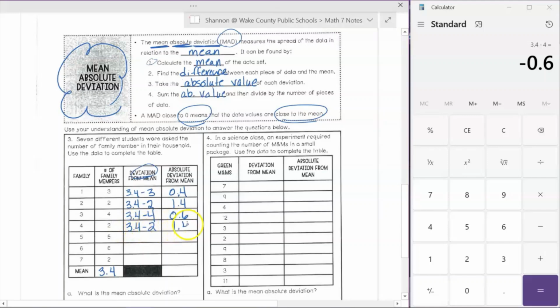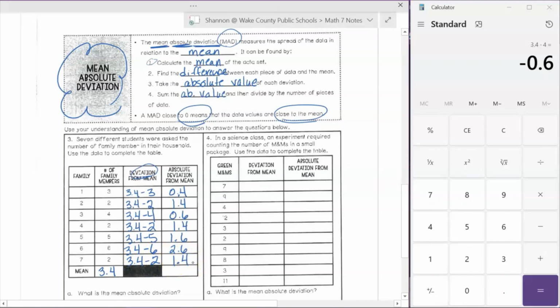All right, we've done this one before, minus the 2. So that's 1.4. 3.4 minus 5 is 1.6. Again, we don't care about the negative. 3.4 minus 6 is 2.6. And 3.4 minus 2 again is 1.4.